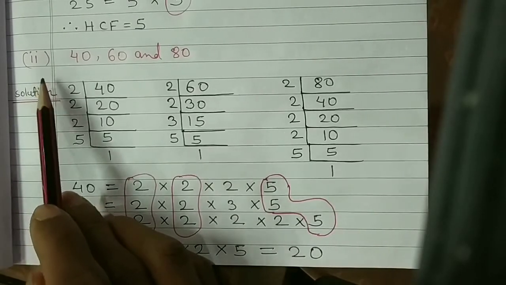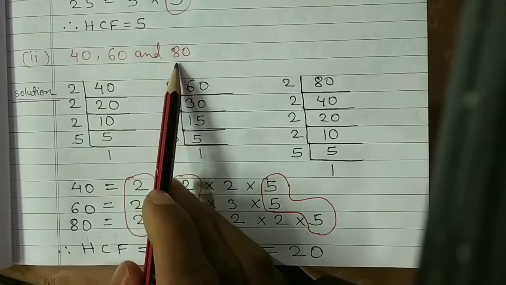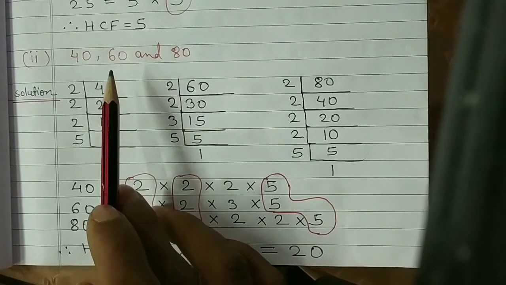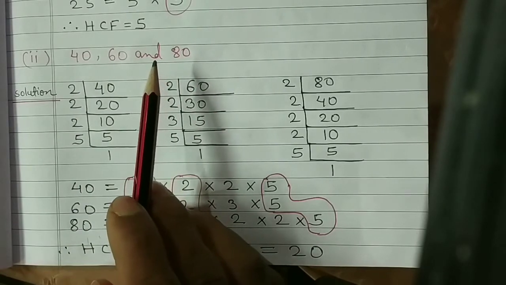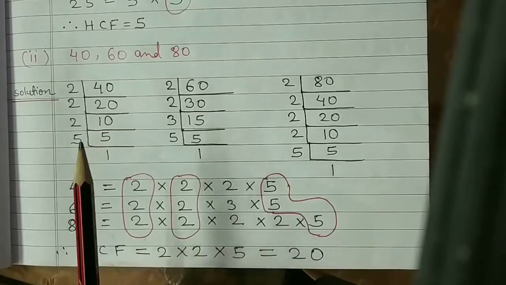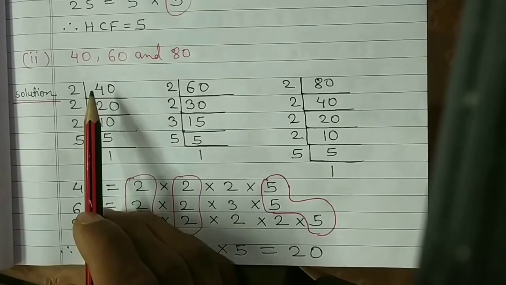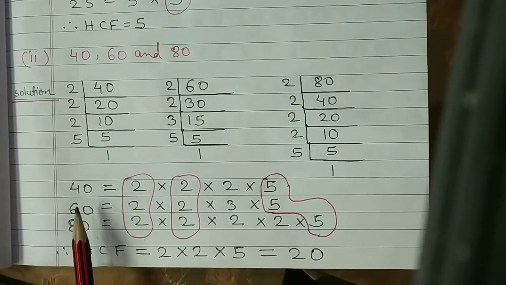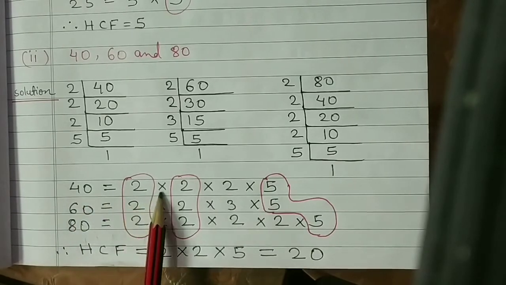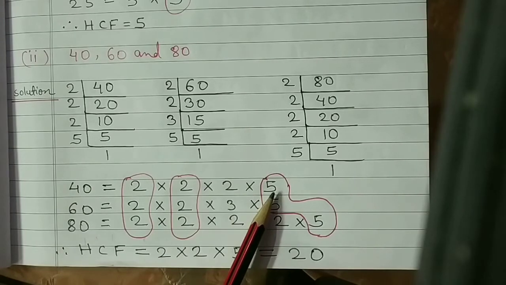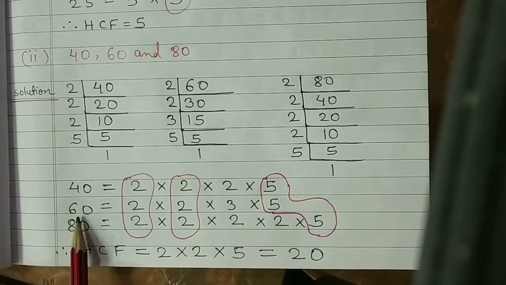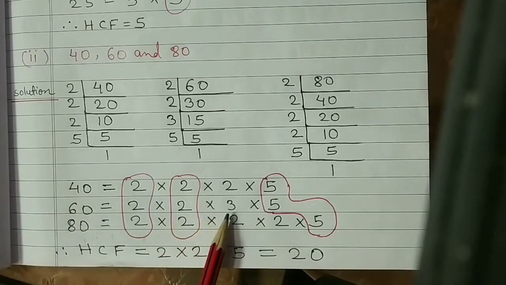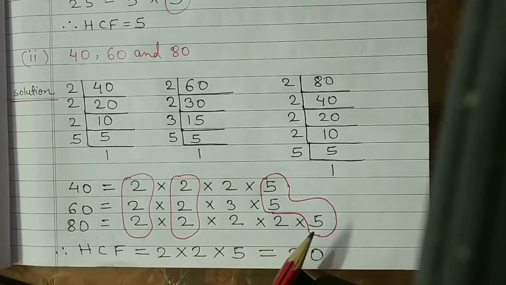Now the second question. 40, 60 and 80. So here we have to find the HCF of all these three numbers by prime factor method. Okay. So what I have done here, I have written the prime factorization of 40, 60 and 80. Okay. So the prime factorization of 40 is equal to 2 into 2 into 2 into 5. Okay. And the prime factorization of 60 equal to 2 into 2 into 3 into 5. Okay. Now the prime factorization of 80 equal to 2 into 2 into 2 into 2 into 5.